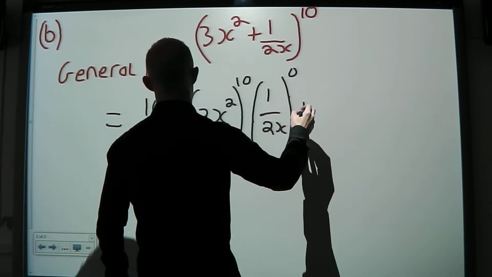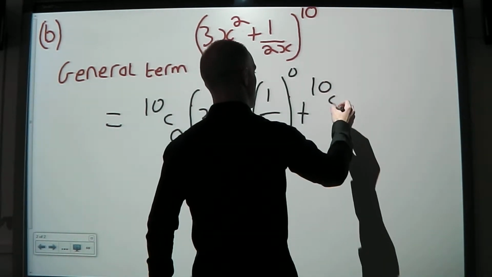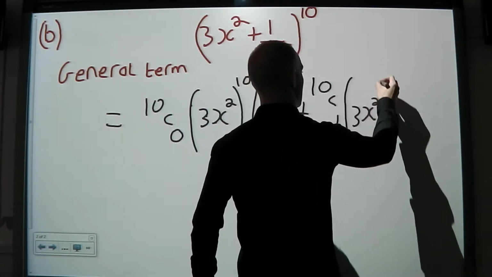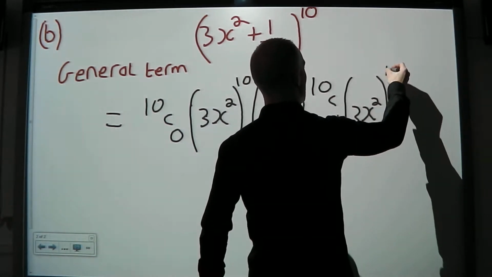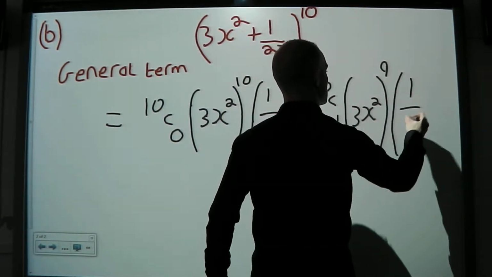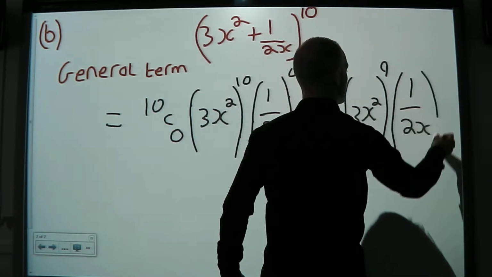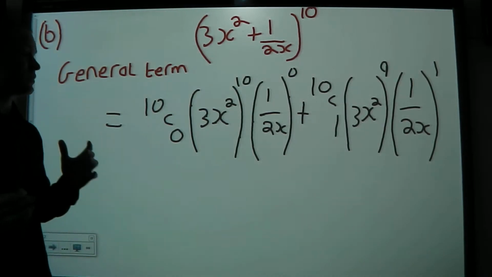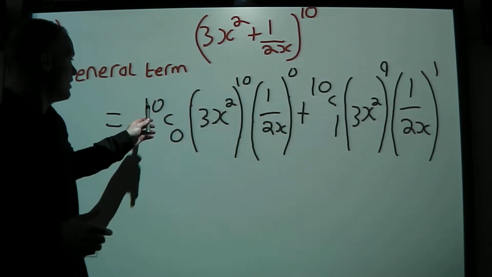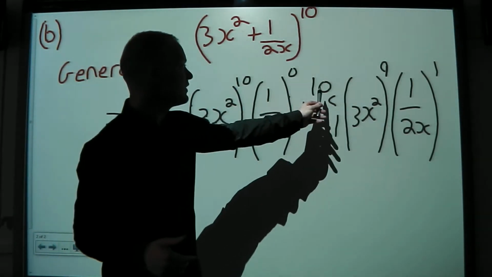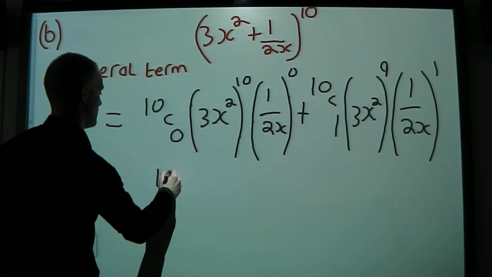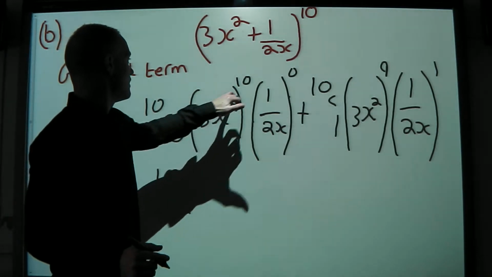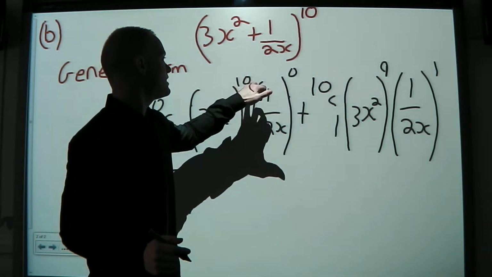That's plus 10c1 times 3x squared all to the power of 9 times 1 over 2x all to the power of 1. Now you kind of have to look at this for a minute just to try and establish a general term. So we know here we've got 10, we've got 10 here, so we're going to have 10c something here. Then we're going to have a 10 term here, 0 term here.